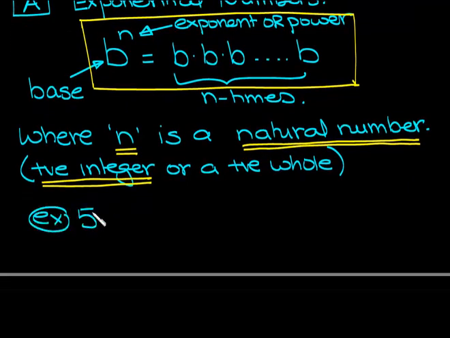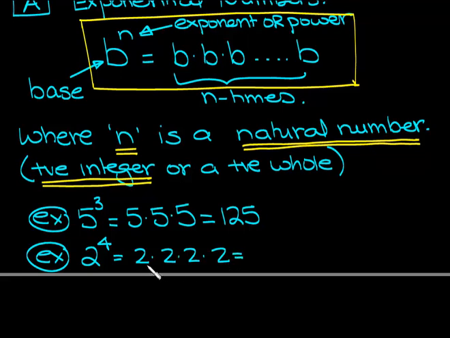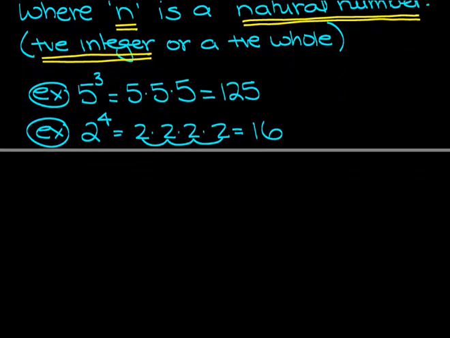Here we have 5 cubed, where the base is 5 and the power is 3. So that basically means you multiply 5 by itself 3 times. So we get 5 times 5 is 25, 25 times 5 is 125. Here's another example. I could have 2 raised to 4 and multiply 2 by itself 4 times. In this case, 2 times 2 is 4, 4 times 2 is 8, 8 times 2 is 16. Now, those were two very simple examples.